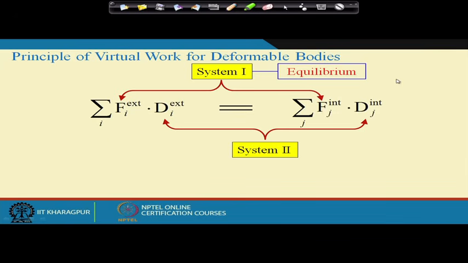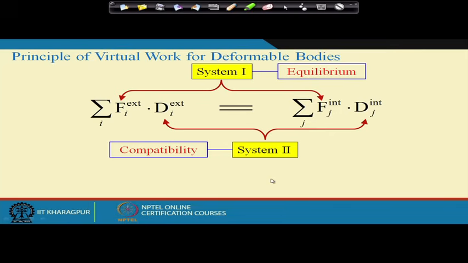Now, similarly, what constitutes system 2? It is compatibility. If we give some displacement at any joint, the member undergoes deformation, and when the structure undergoes deformation, all the members undergo deformation. But this deformation in the members should satisfy internal compatibility. So compatibility is the basis of system 2. This is called the principle of virtual work, the general principle of virtual work.